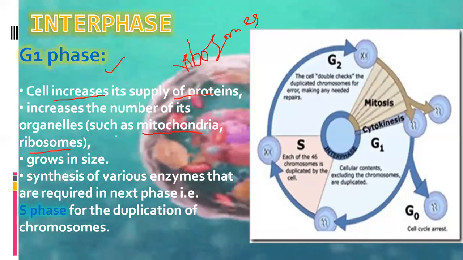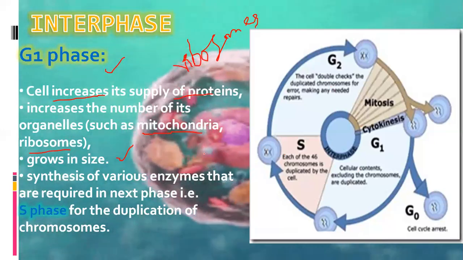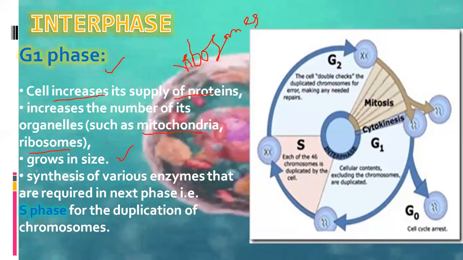When these organelles increase in number, the cell also increases in size, because all the organelles cannot be accommodated in the same space. The cell membrane, as we have studied before, is a little elastic, so it increases in size. Then the synthesis of various enzymes that are required in the next phase is done here. Which is the next phase? That is the S phase.